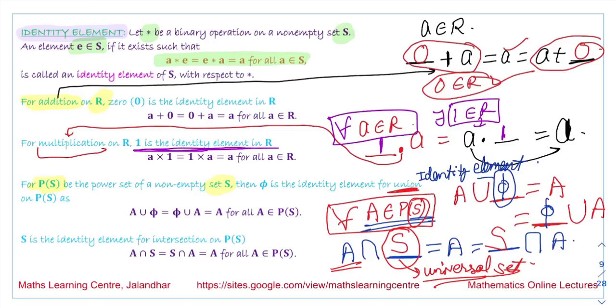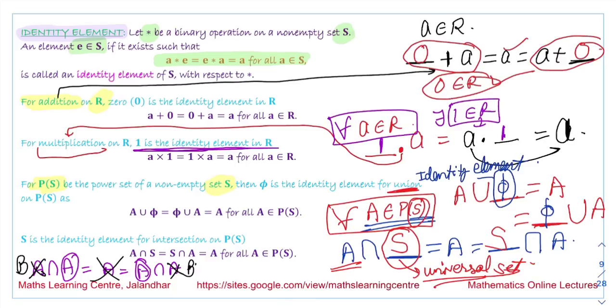Why am I again explaining this thing? Someone may think that A intersection A is equal to A intersection A, so you can write that this A is the identity element. But what is the problem over here? If in place of this A I replace B, the answer will change.